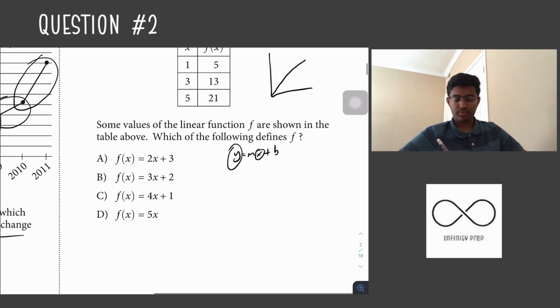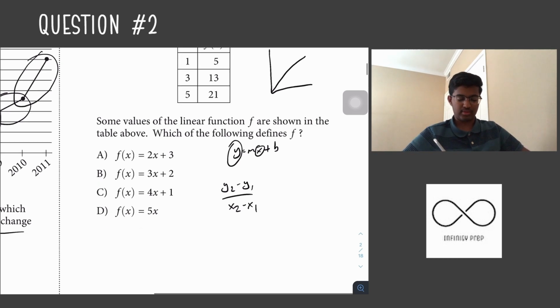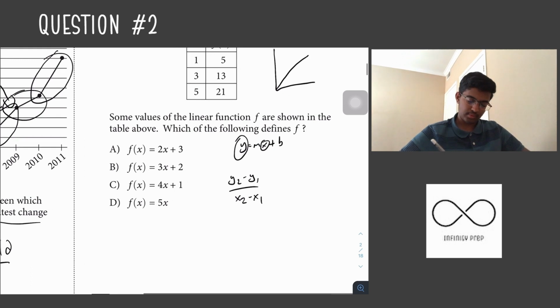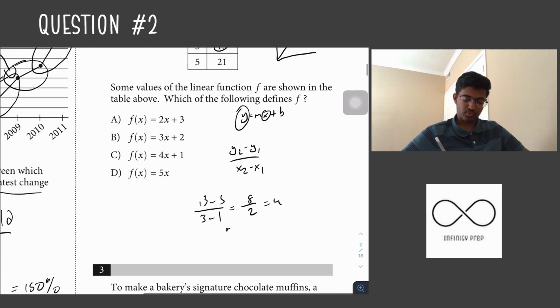So the formula for the slope, which is m, is y2 minus y1 over x2 minus x1. So we can pick any 2 of these 3 data points to find the slope. I'll pick the first 2 because those are the easiest to solve for. So y2 would be 13, so 13 minus 5 over 3 minus 1. And this solves to be 8 over 2, which is 4. So m equals 4.